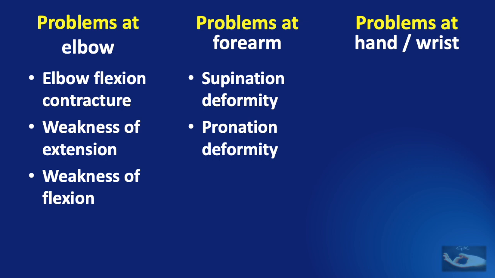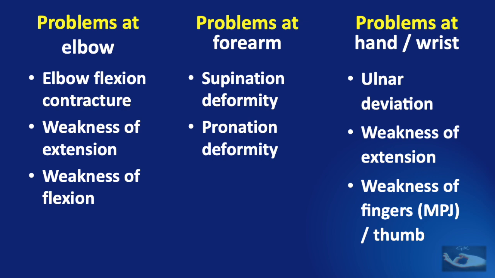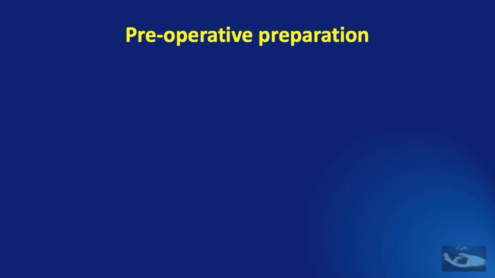And considering problems at the hand and wrist, there are many problems, the three most important of which are ulnar deviation, weakness of extension of the wrist and weakness of the fingers at the metacarpophalangeal joints, and instability of the thumb. But before we even talk about the management of these problems, we need to remember some basic points.